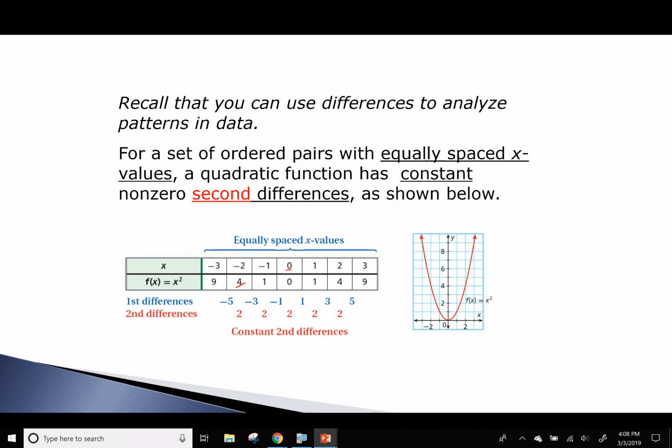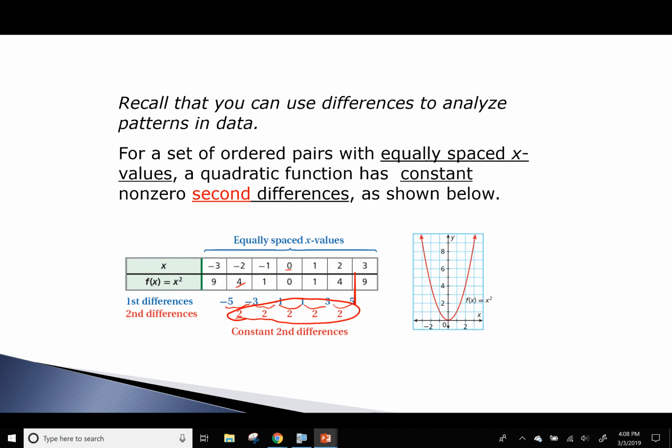Now look at the second difference. Look at the numbers between those numbers. From -5 to -3 is +2. From -3 to -1 is +2. From -1 to +1 is +2. From 1 to 3 is +2. And from 3 to 5 is +2. So the second differences are consistent. They're all the exact same. If you ever notice that about your table, that is the sign of a quadratic function. All quadratic functions will have those second differences match.